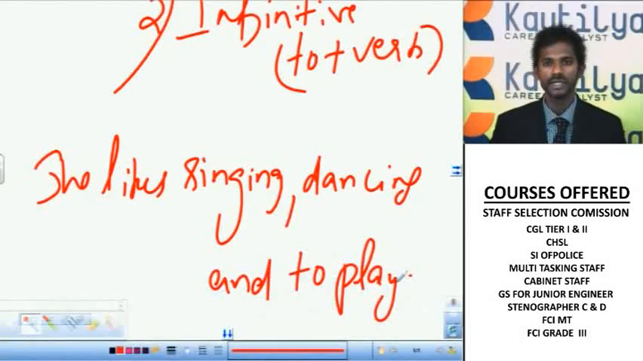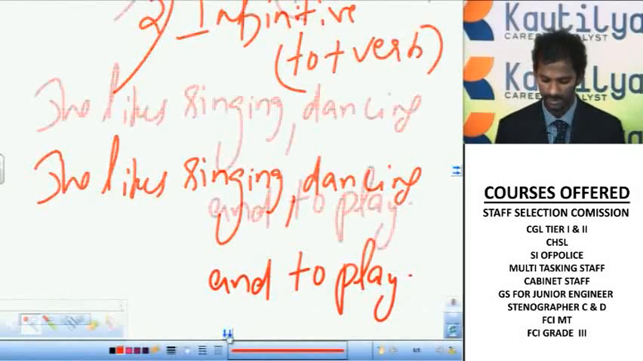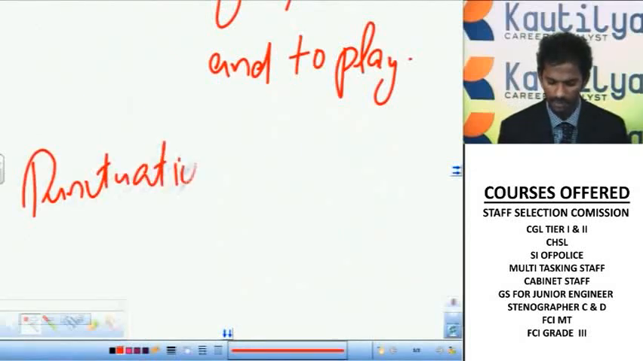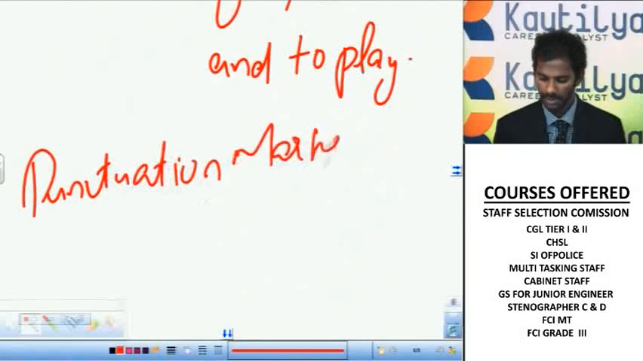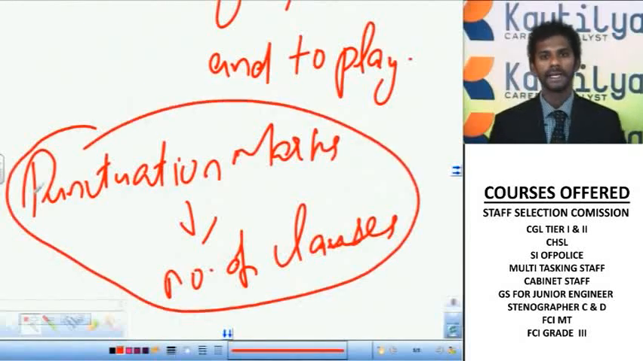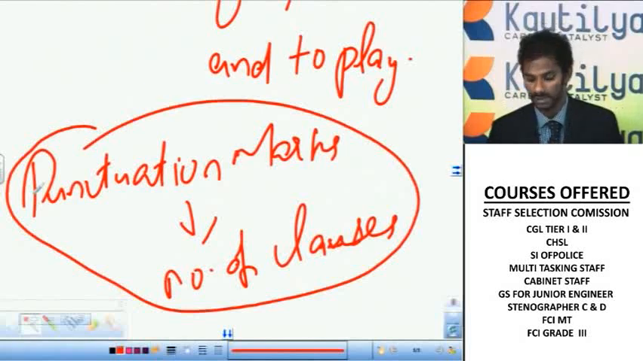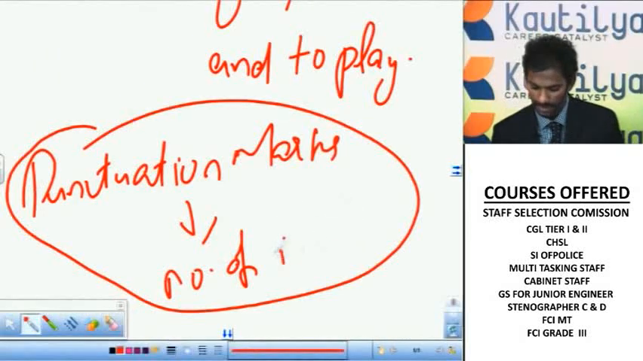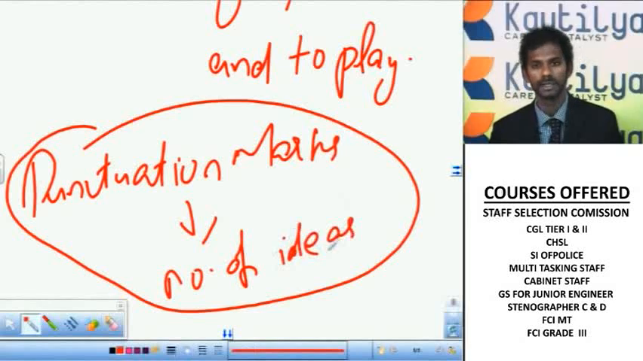Now punctuation marks tell us about the number of clauses in a sentence. You know what punctuation marks are: full stop, comma, etc. So we can identify the number of clauses based on the punctuation marks in a sentence, because they tell us about the number of ideas in a sentence.